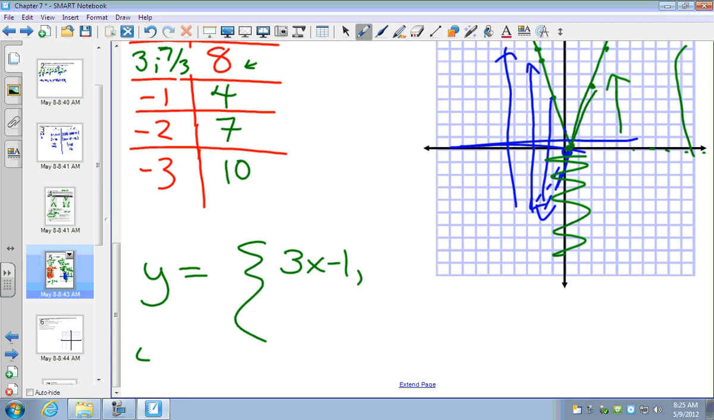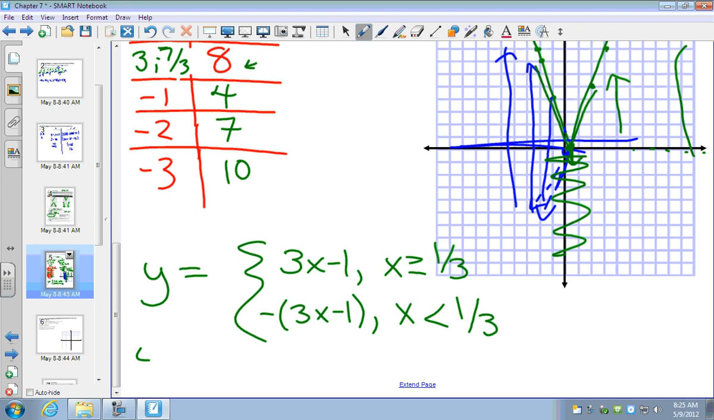Well, this point was 1/3. Whenever x is greater than or equal to 1/3, y is equal to 3x minus 1. This function is equal to negative 3x plus 1 whenever x is less than 1/3. Right? As soon as we started going less than 1/3, it was reflected, or negative. Okay.